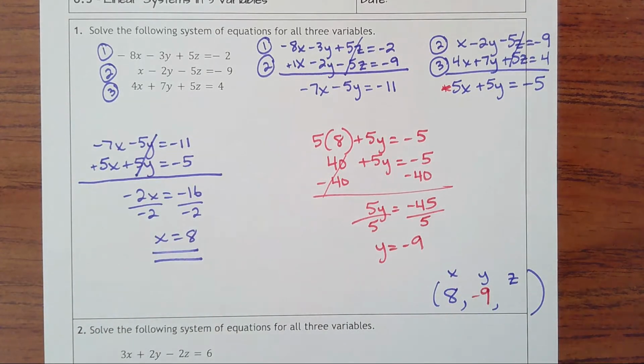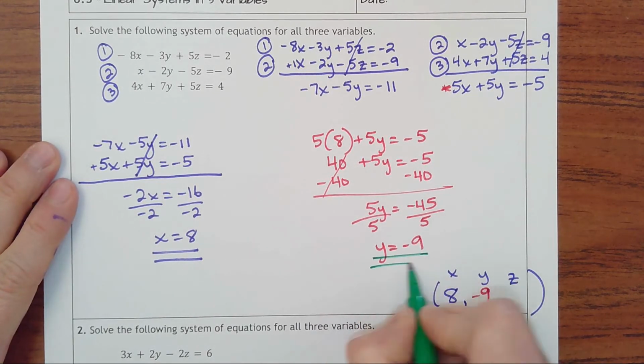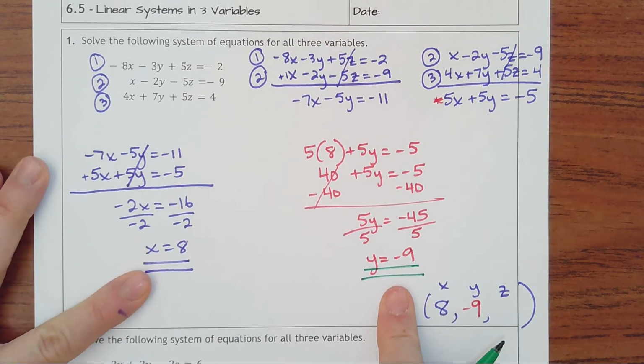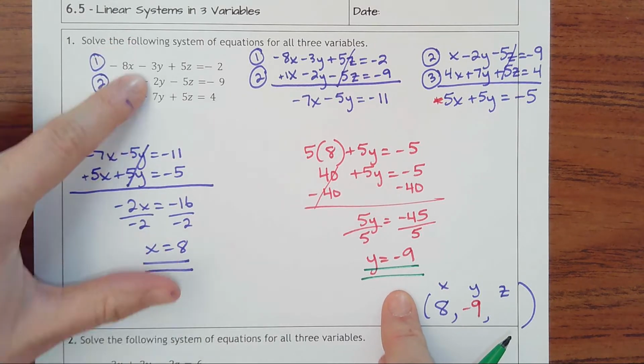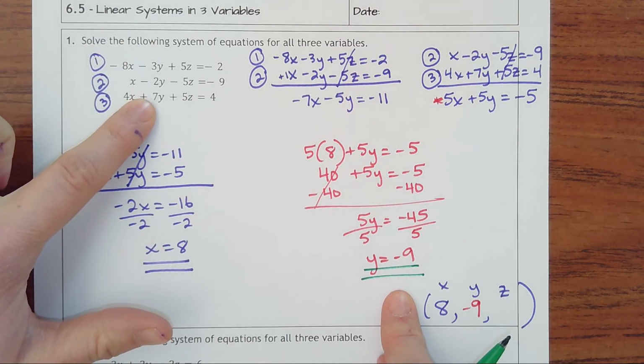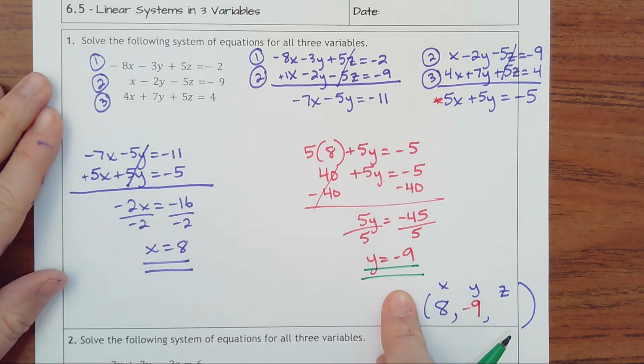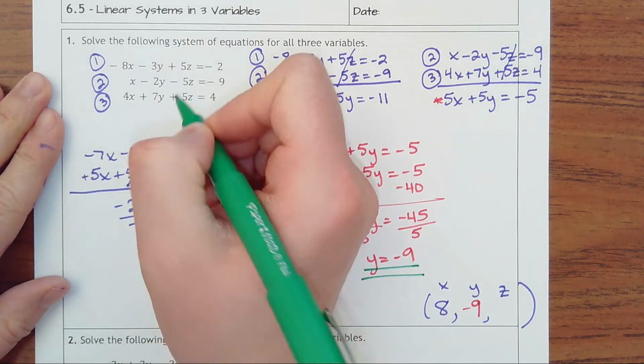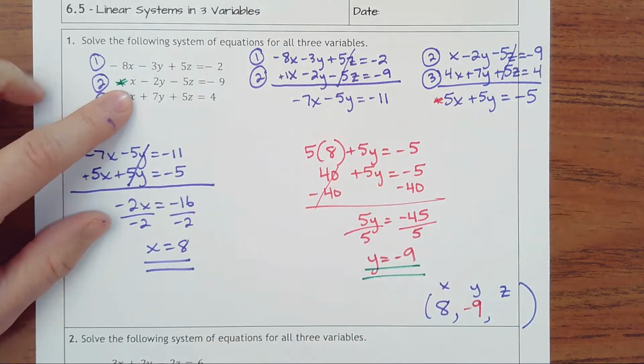Okay, and then I need to take the x and the y and plug those into one of the original equations with the z in it. So you can pick any one of these 3. This one has the smallest numbers. I'm going to pick number 2. You do what you want.